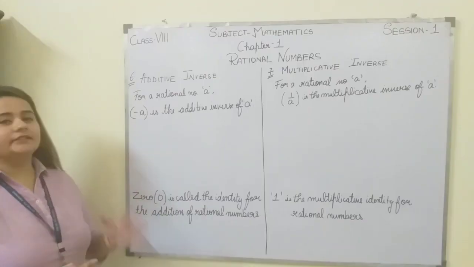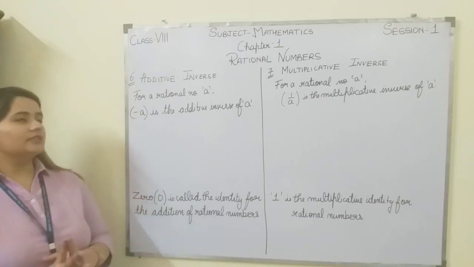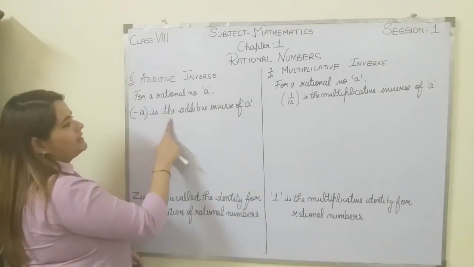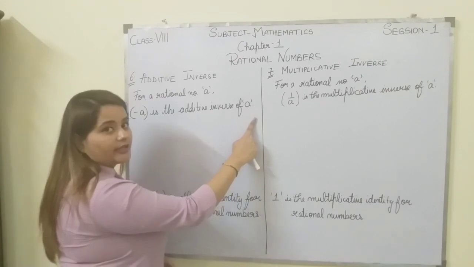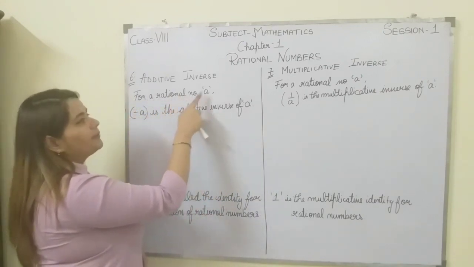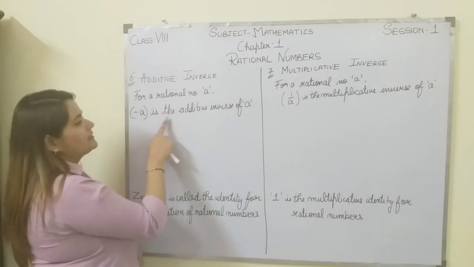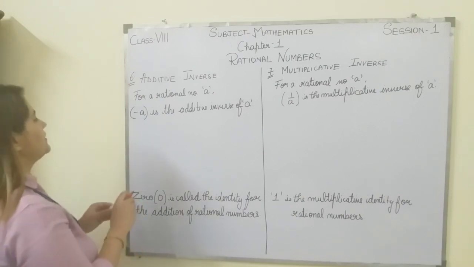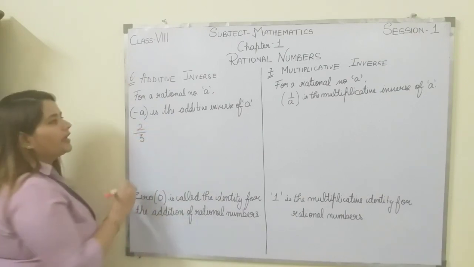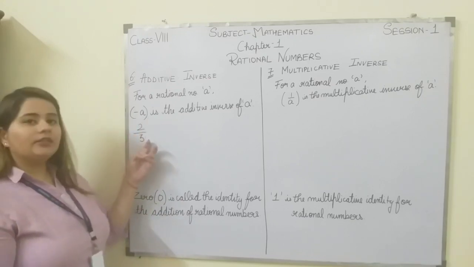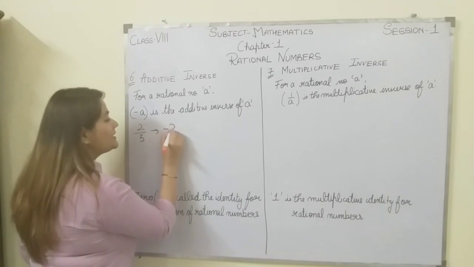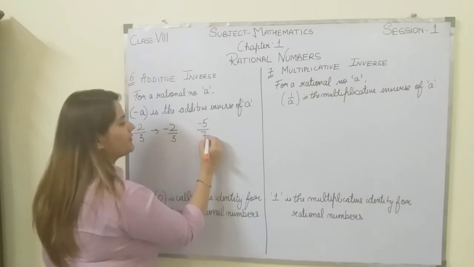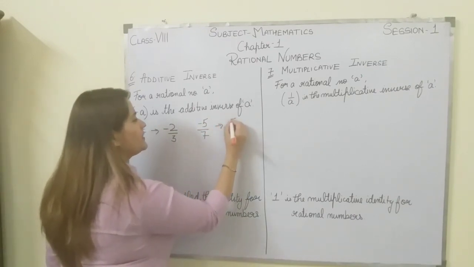The next property is the additive inverse. In additive inverse, we say that for a rational number A, minus A is the additive inverse of A. For example, if I talk about the additive inverse of 2 by 3, it will be minus 2 by 3. And if I take a negative rational number, supposing minus 5 by 7, its additive inverse will be 5 by 7.